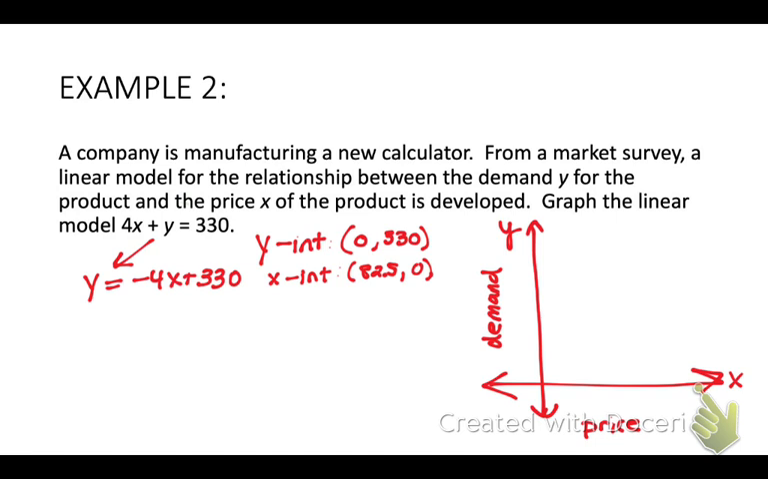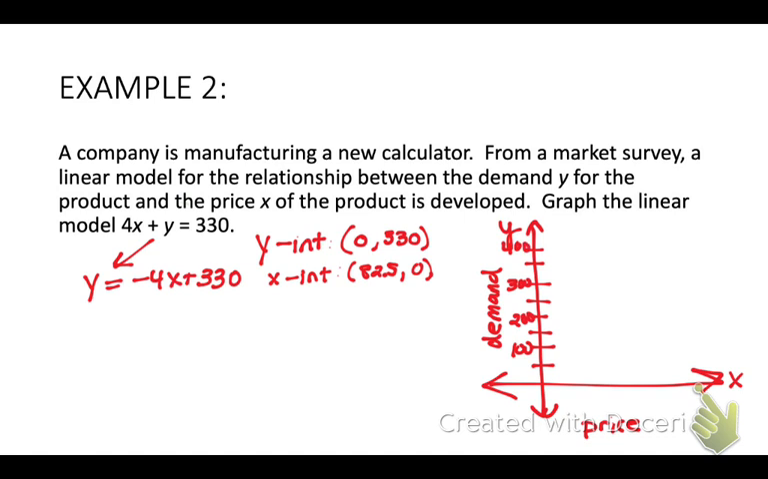All right, let's see. I've got to get up to 330. What would be a good idea? Jump by 50s, though my slope is negative 4. What did I do on mine? I jumped by 50s. Okay. So 50, 100, 150, 200, 250, 300, 350, 400.